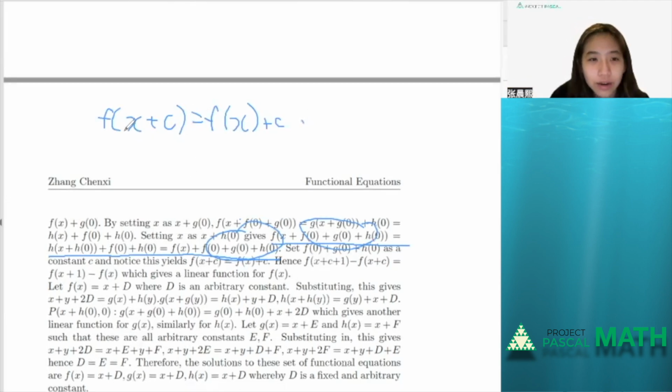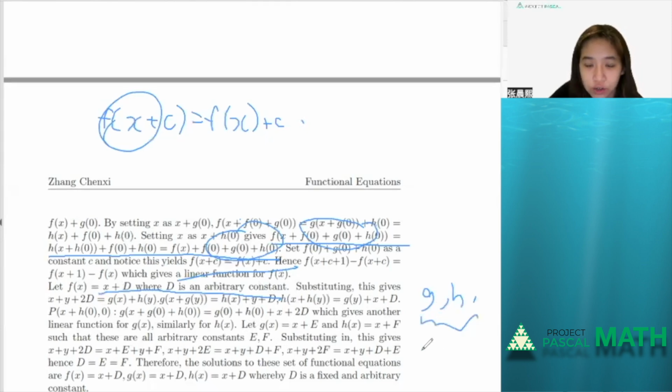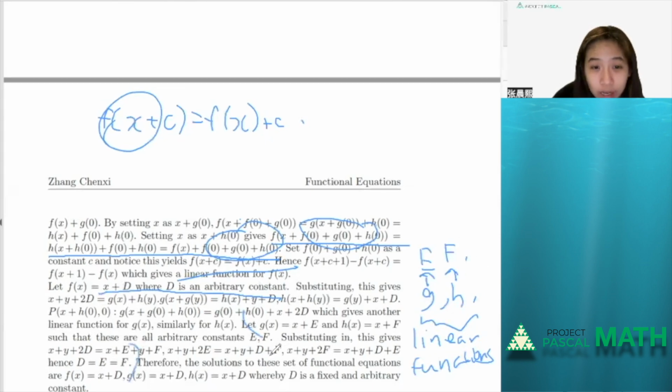So the function inside of f(x) is a linear function. Since f(x) is a linear function, you can basically sub it as x plus d, whereby d is an arbitrary constant. You sub it inside the equation to get the values for g and h. So then you also get that g and h are also linear functions. Eventually you obtain that if g has a constant e and h has a constant f, you do some tedious whacking and you get d equals e equals f. And so the solution is, they are all linear functions with the same constant.